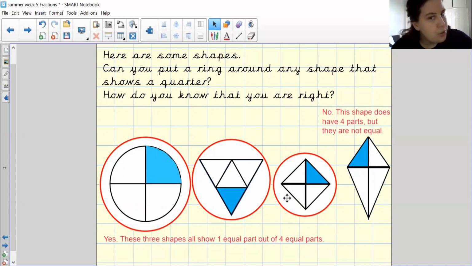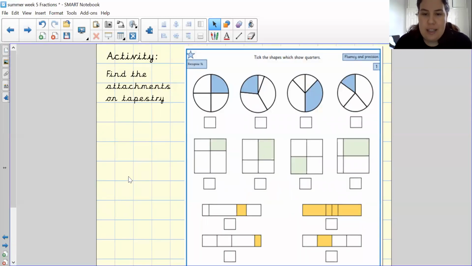The only one that was not a quarter is the last one, which was a kite, because we had 2 long pieces of triangles and then we had 2 short ones. But we know that every piece has to be equal. Fantastic, you won.